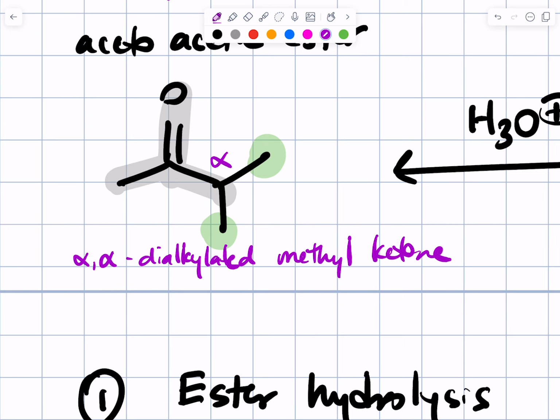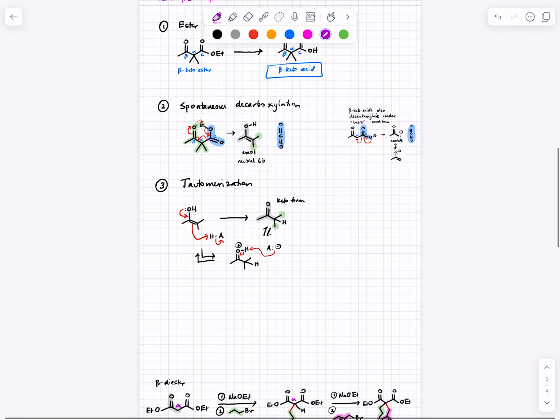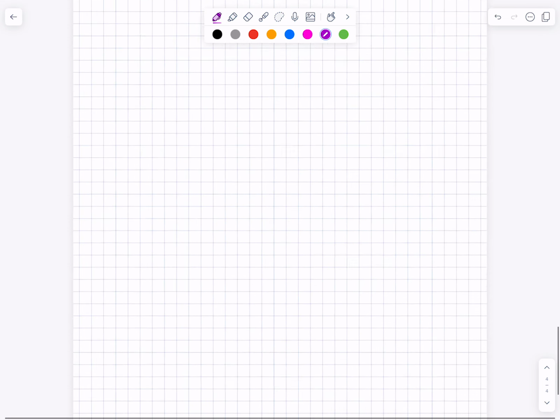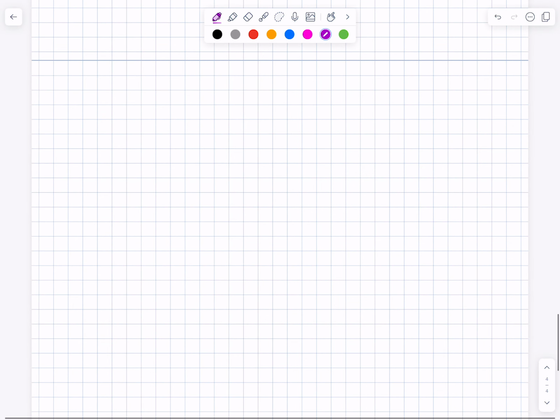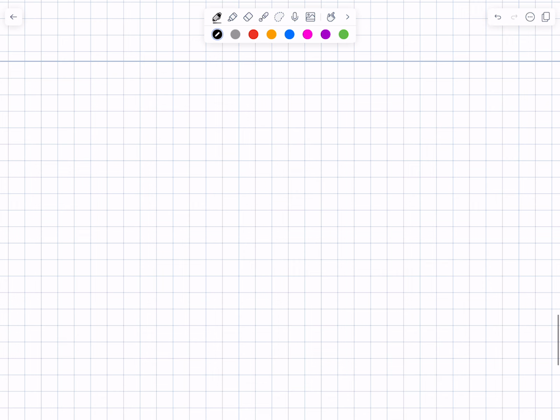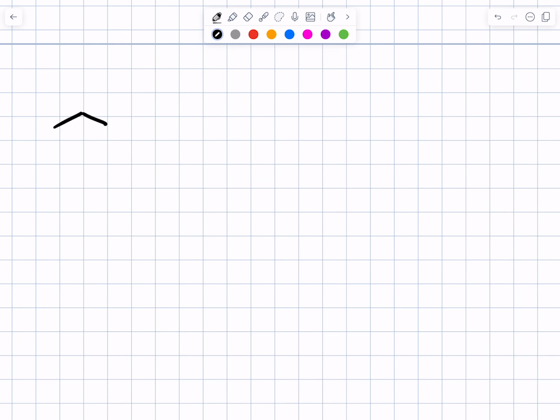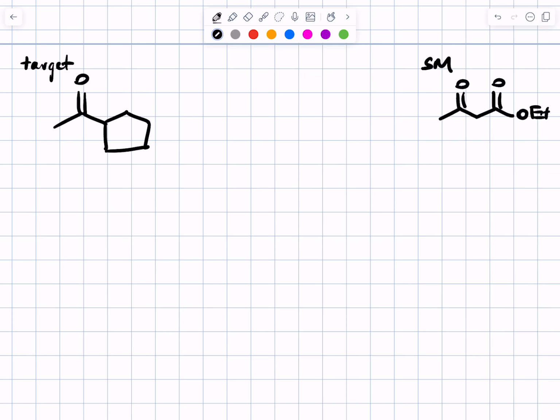So let's do a challenging example, and it's going to be so much worse than these other ones because we're going to make a ring that wasn't there in the starting material. So we're actually going to do this thinking backwards. Okay. So you could have made that from, this is your target, this is where you're trying to get, and you need to make this from this starting material and any other reagents.